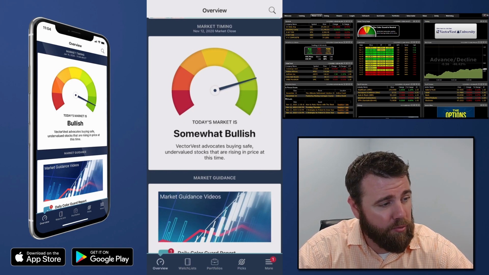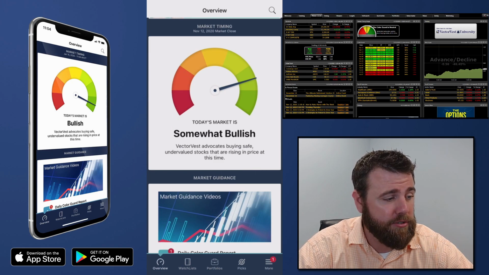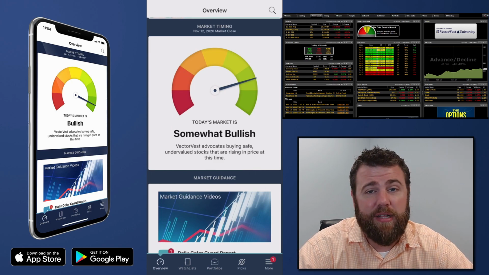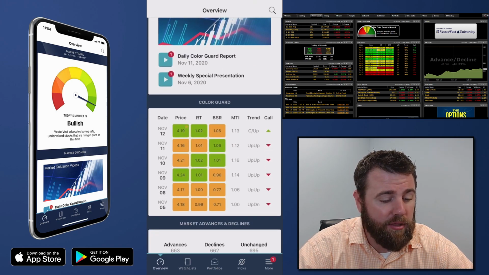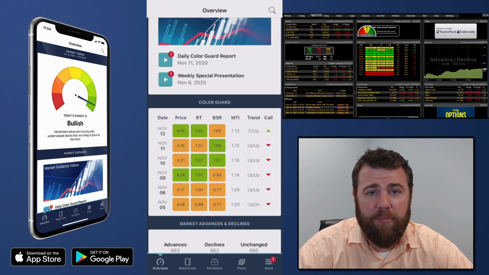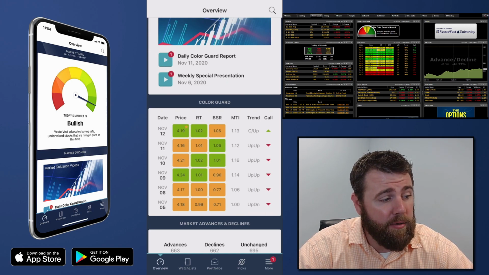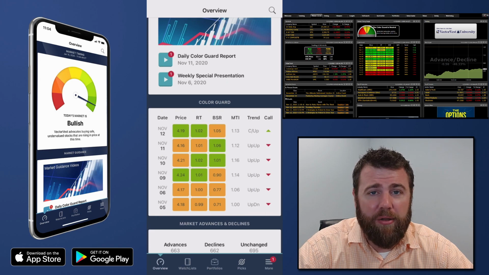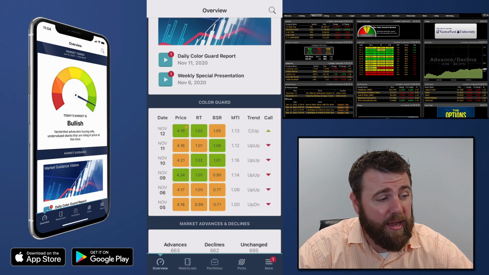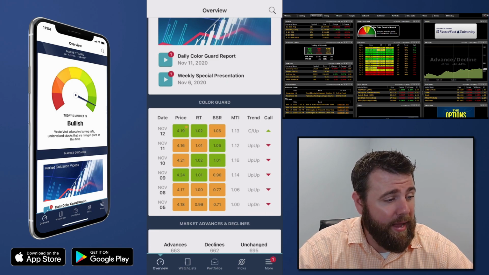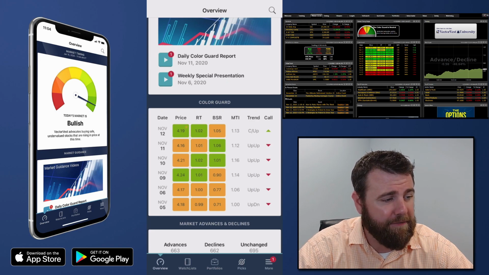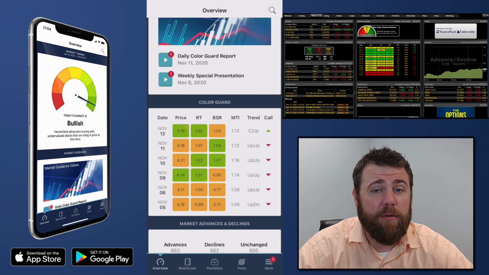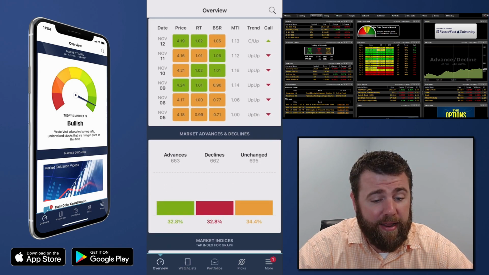So with the HK, we're 2 ticks into the green. We're somewhat bullish. We advocate buying safe, undervalued stocks that are rising in price at this time. We look at the color guard. We see a lot more yellow than what we've seen with a lot of the other markets we've looked at so far, but still have those green lights coming in every now and then. We also noticed we just got that confirmed up signal as of this morning, with the MTI moving higher, the price moving higher, RT moving higher, buy to sell ratio essentially flat, enough to give us that confirmed up situation and seeing a nice steady uptrend there.